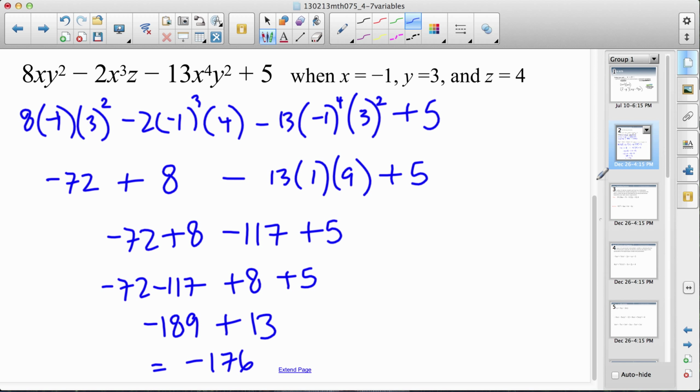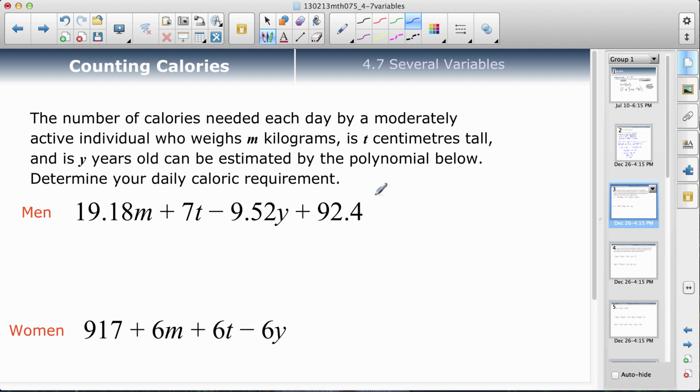Okay, so that's evaluating a polynomial with lots of variables when you're given what those variables are. Here's an example. You can try this. I won't give you a number on it, but an example of number of calories needed each day: how much you weigh in kilograms, so many centimeters tall, and so old. And so you plug those numbers in, and that'll tell you what your basic caloric intake should be for a day.